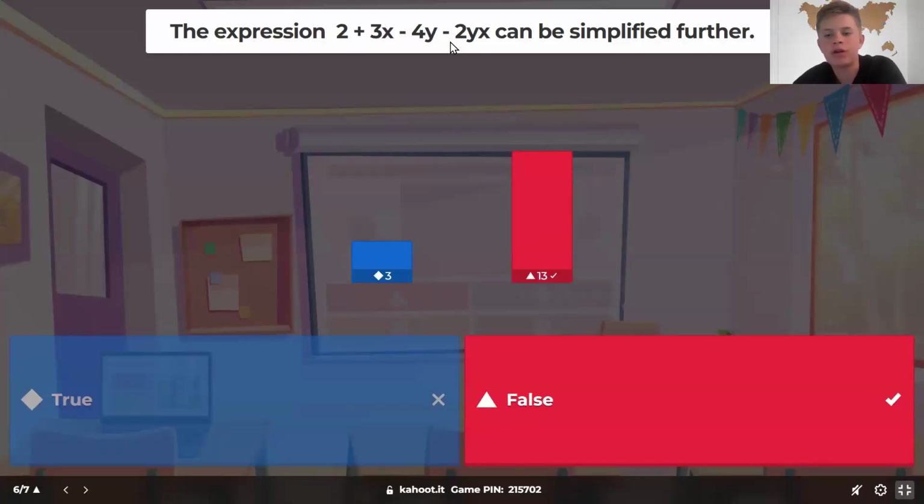There are no other variables. How about the word similar? Do you remember hearing the word similar? Okay. There are no similar terms here. We have 4 terms, but there are no similar terms. Similar means that they have the same variables with the same exponents on the variables. Okay, so there are no similar terms here.